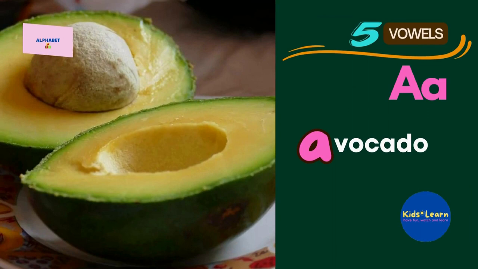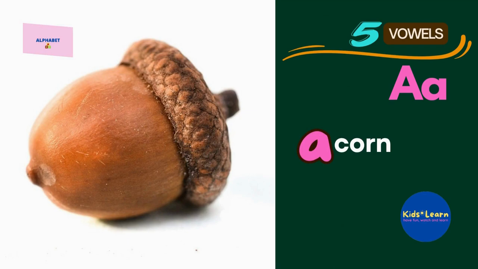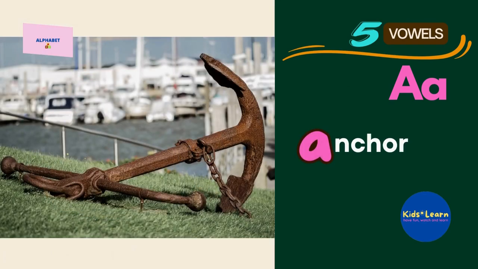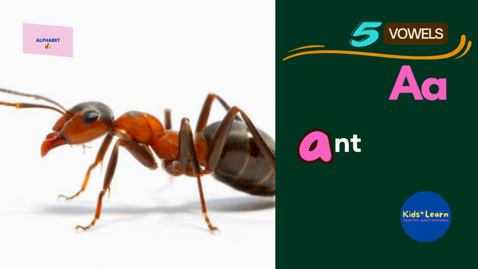A is for avocado. A is for airplane. A is for acorn. A is for anchor. A is for ant.